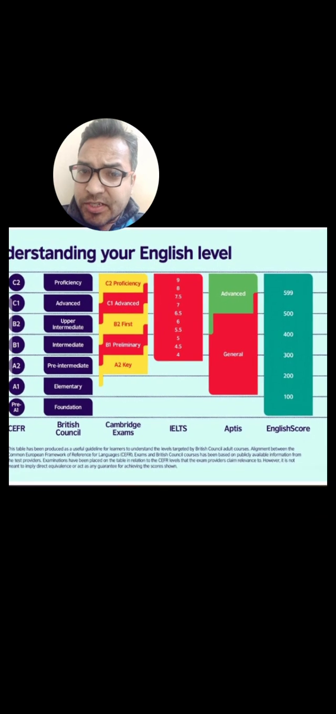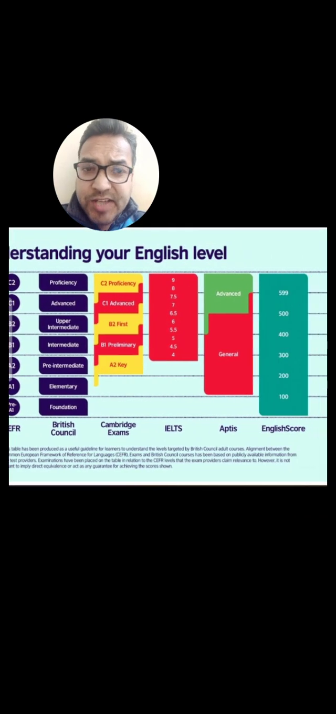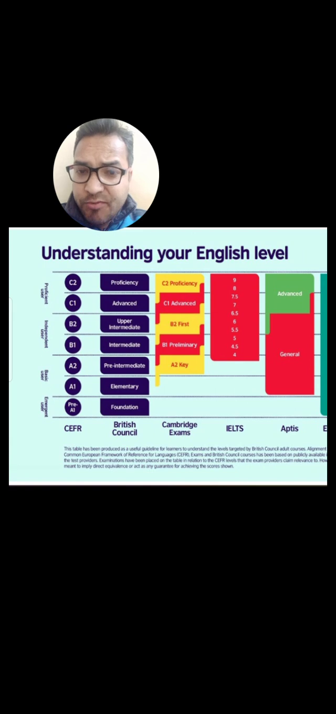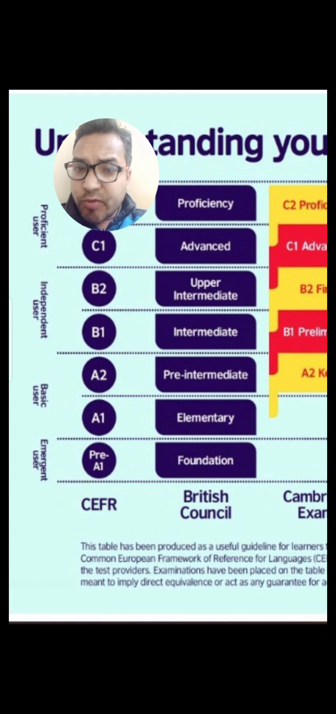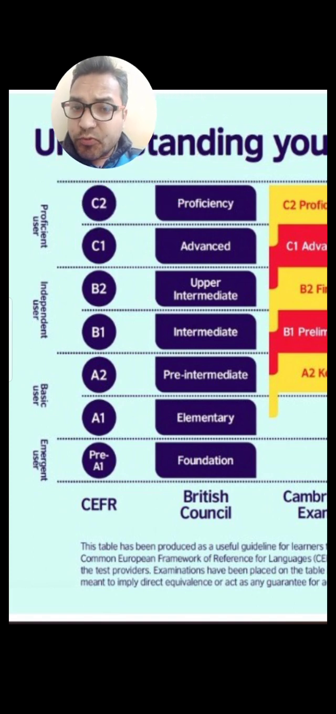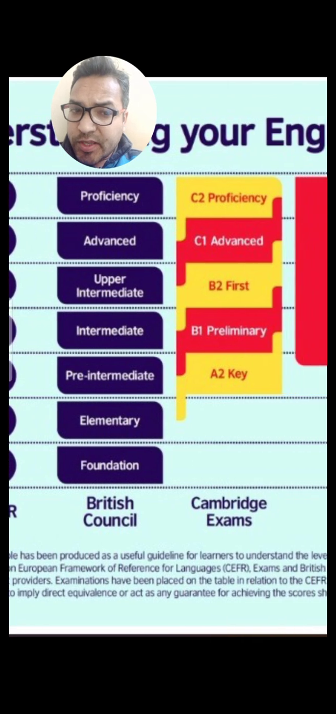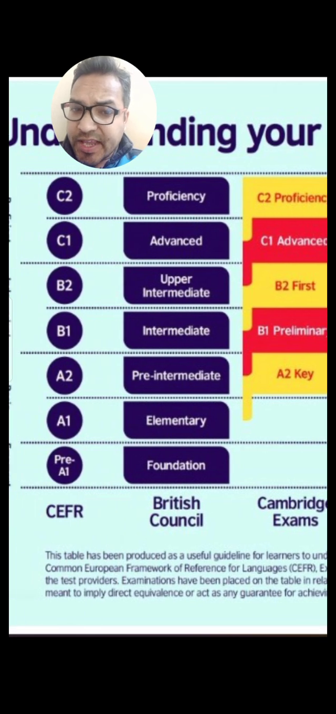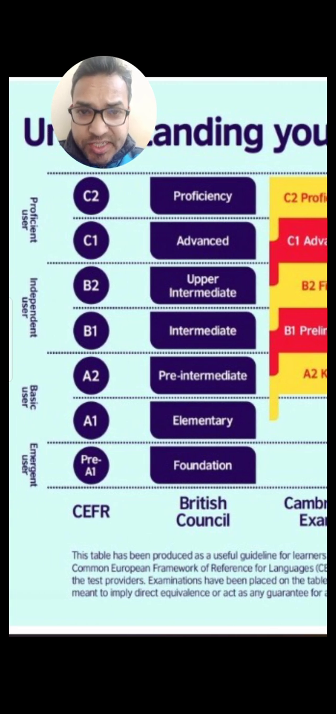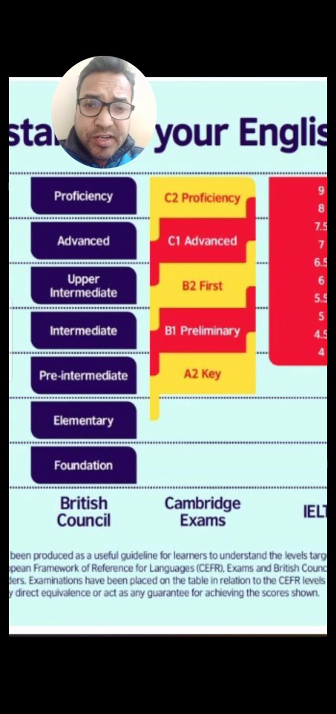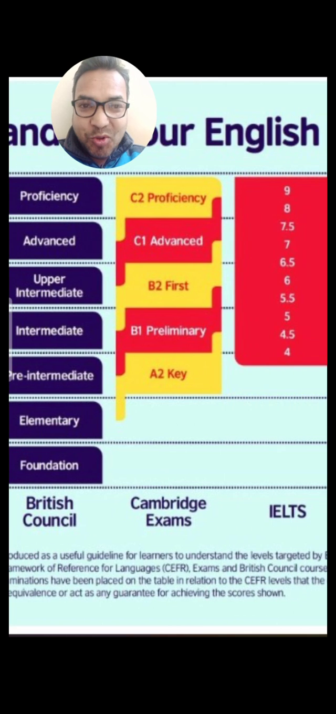Here you can see, understanding your English levels. It has 6 levels: A1, A2, B1, B2, and then C1 and C2. Let me zoom it for you. A1 and A2 are the elementary and pre-intermediate levels, B1 is intermediate and B2 is upper intermediate, and C1 and C2 are advanced and proficiency, meaning you are completely proficient in the English language if you score above 599.